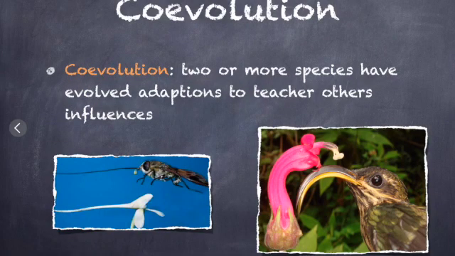Now the final one is coevolution. Coevolution is when two or more species have evolved adaptations to each other's influence. Okay, and in other words, I have two different examples here.